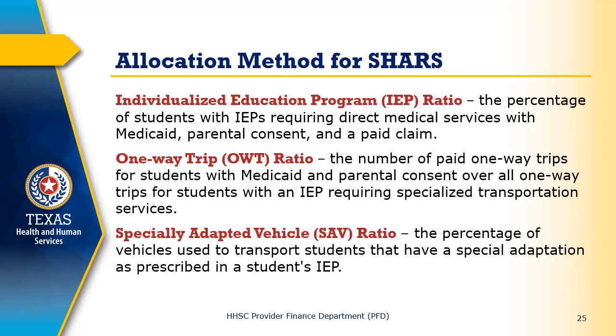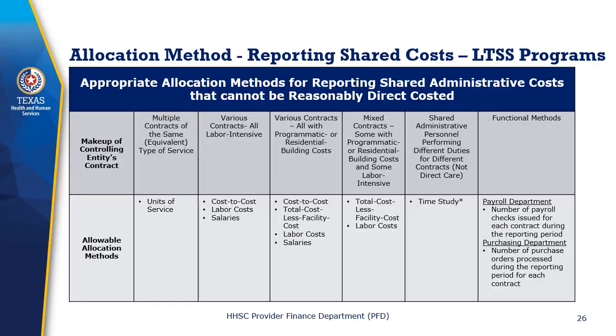Next, the following other allocation methods are used by the SHARS program. Individualized Education Program, IEP ratio, refers to the percentage of students with IEPs requiring direct medical services with Medicaid, parental consent, and a paid claim. One-way trip, OWT ratio, refers to the number of paid one-way trips for students with Medicaid and parental consent over all one-way trips for students with an IEP requiring specialized transportation services. Specially adapted vehicles are used to transport students that have a special adaptation as prescribed in a student's IEP.